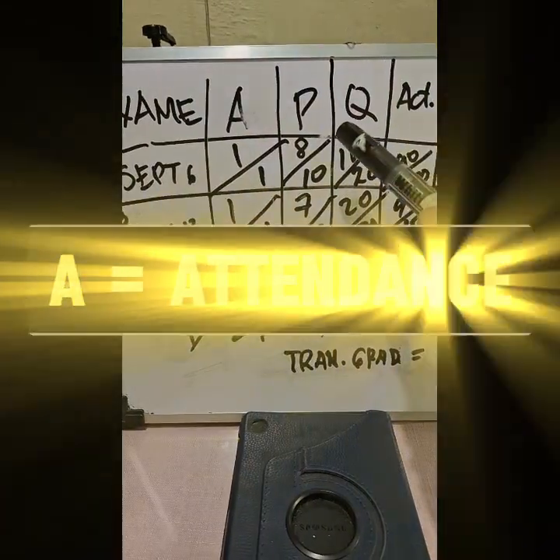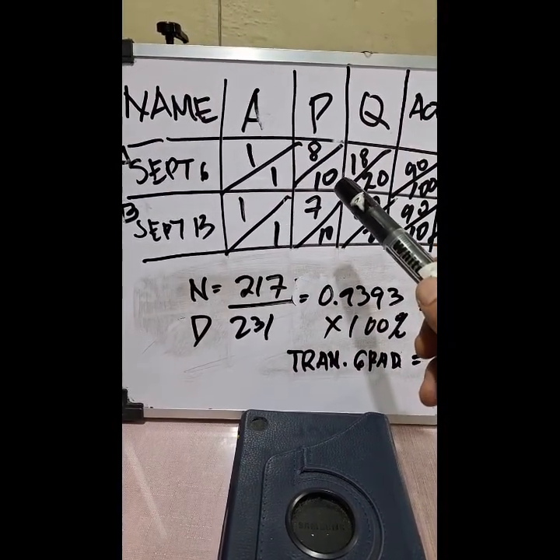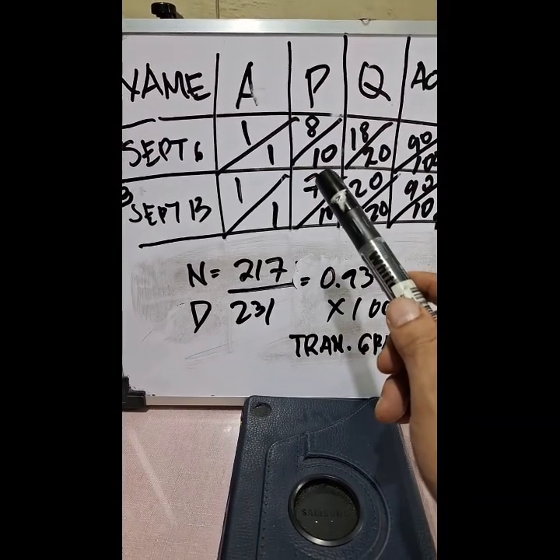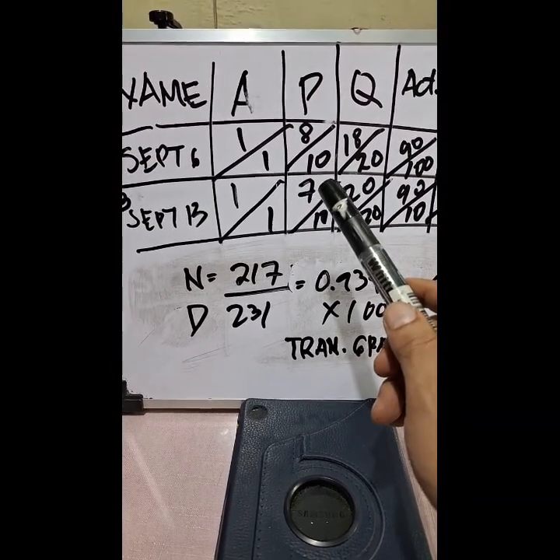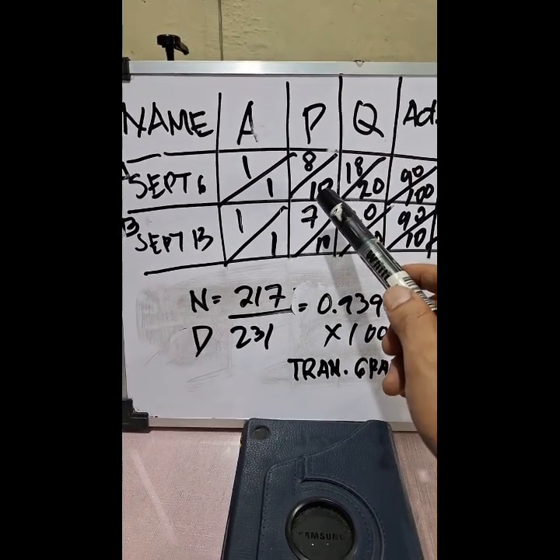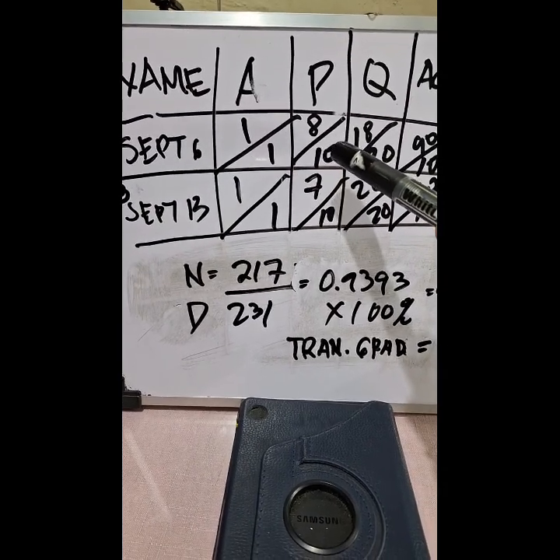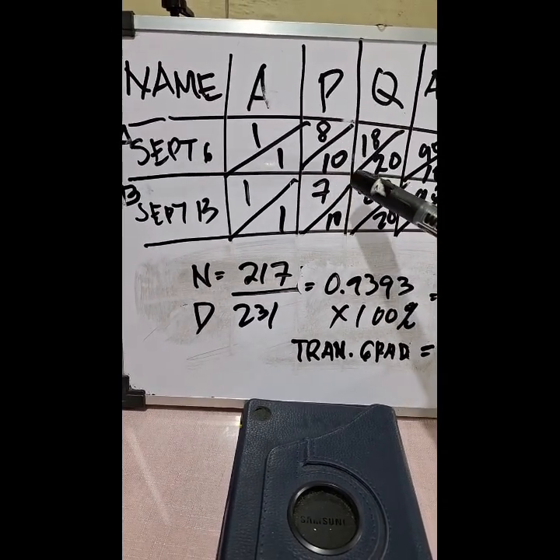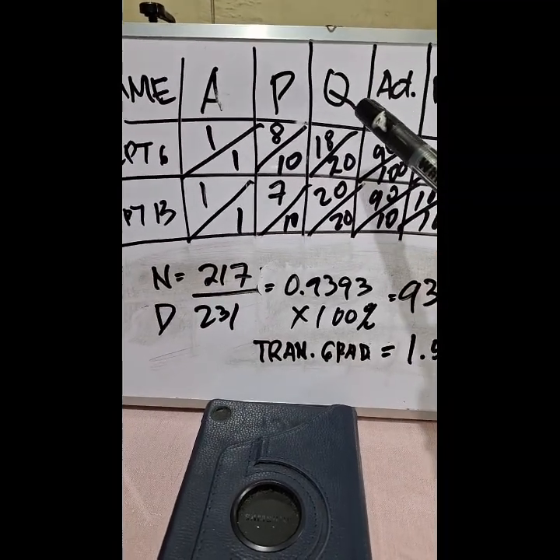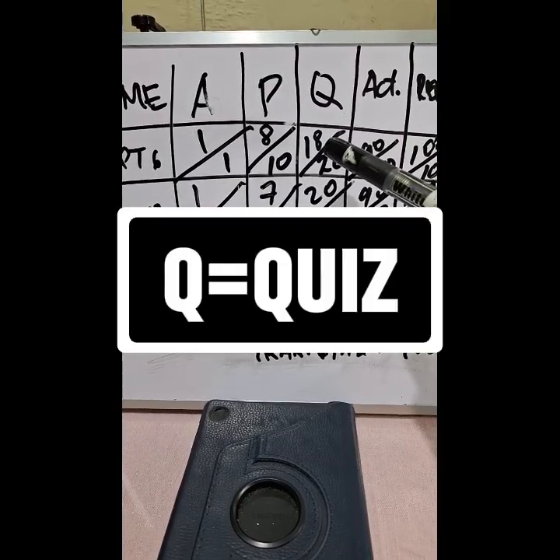Now, P stands for participation. For the highest participation, you answer the question, you raise a question, not only answer but also be active in the discussion, you get 10 points. Then if your answer is probably good at 8, then your 8 will be your score here. For the quiz, the column here, Q stands for the quiz. So the item is 20 and you got 18.